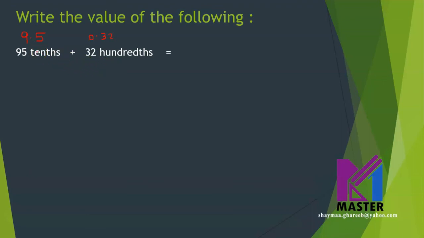Let's start from the smallest value, which is the hundredths. I have 2 in the hundredths and I have here nothing in the hundredths. So in the hundredths place, there will be 2. What about the tenths place? I have 3 in the tenths place and 5 in the tenths place. Then there will be 8 in the tenths place. Then the decimal point. And what about the units? As it is 9 and 0, so it will be 9. Then my final answer will be 9.82.